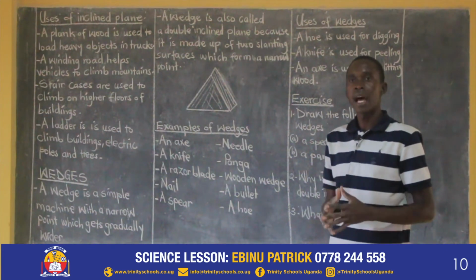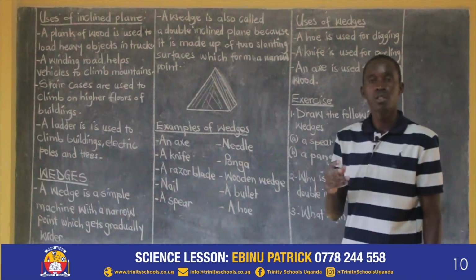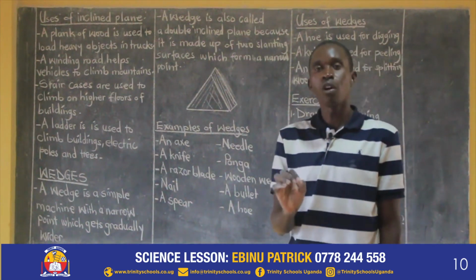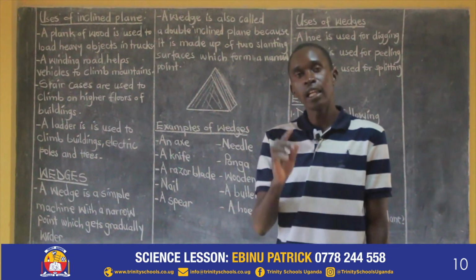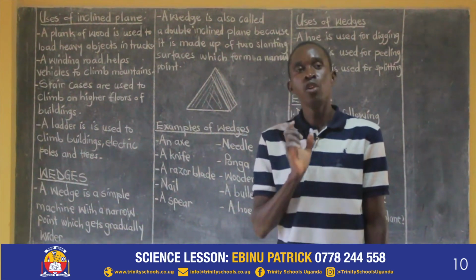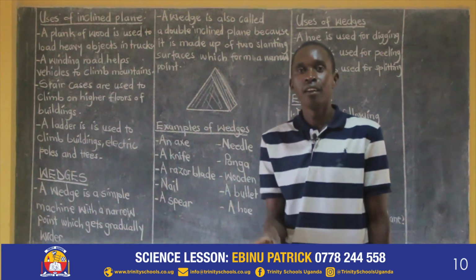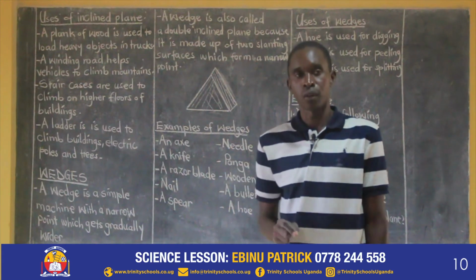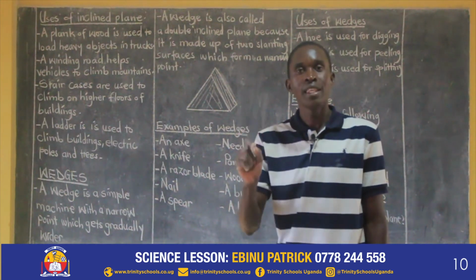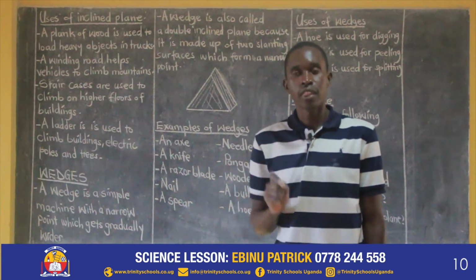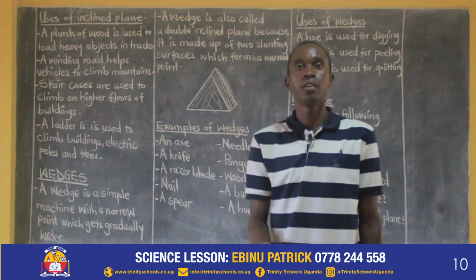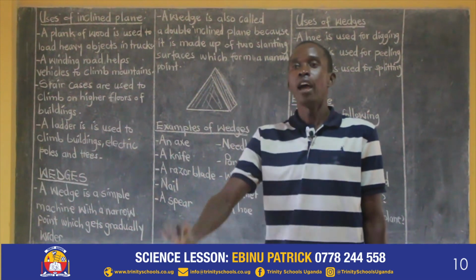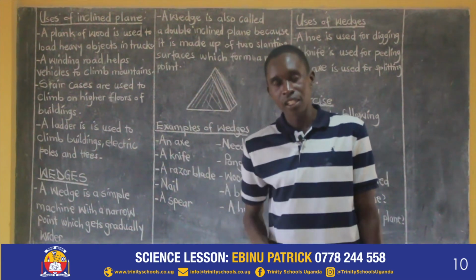Because we look at an example of a wedge like a hoe that is used for digging. Not all of the wedges are used for digging, only a hoe. Therefore, when you use the phrase "they are", that phrase qualifies your answer to be marked wrong, because not all the wedges are used for digging. So when you're asked to give the importance or the uses of a wedge, make sure you name a wedge and state its use.